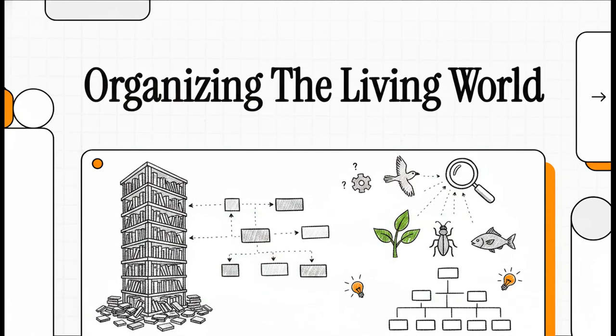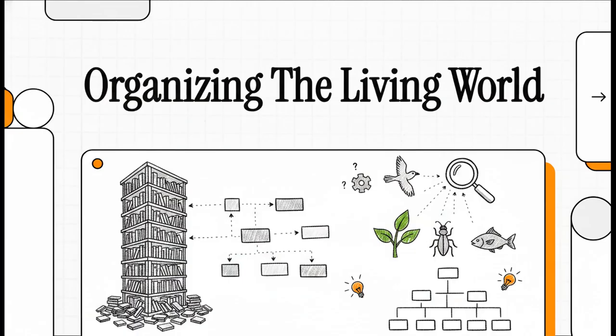Welcome to this explainer. Today, we're cracking the code on exactly how scientists organize the overwhelming, truly incredible diversity of life on Earth into a neat, logical biological library. Imagine walking into a massive building with millions of books just dumped into chaotic, towering piles all over the floor. You wouldn't be able to find a single thing, right? Well, that's exactly what the natural world would look like without taxonomy.